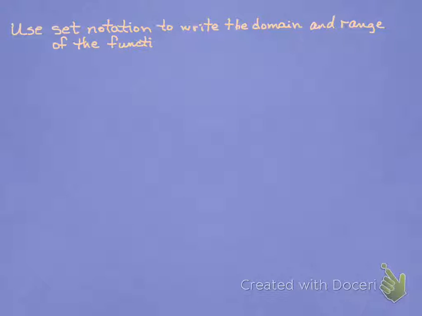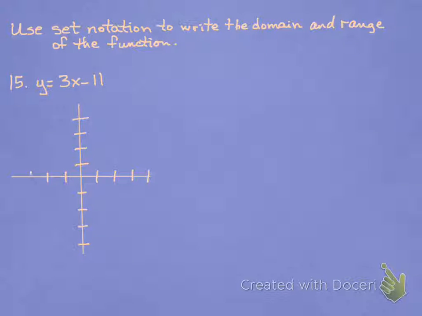Okay, use set notation to write the domain and range of the function. They gave us an equation. 15 said y was equal to 3x minus 11. If we graph this out, we will see that this is the graph of a line. Now, we can see as the line goes up and out, and I forgot to draw my arrows in there, just pretend there's arrows on the end of that.